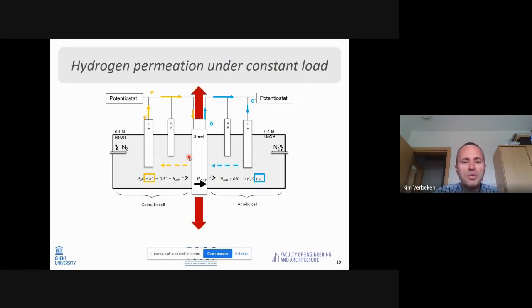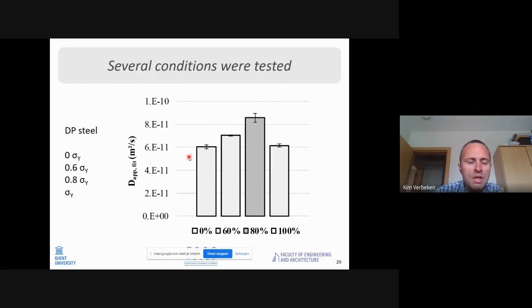Well, we actually put a constant load on our specimen. So we put it in a constant load setup, and then we try to understand what the effect is of the elastic or plastic load on the hydrogen diffusion coefficient. So here you see some of the results. These tests were done on a dual phase steel, the ferrite martensite steel I mentioned before in my talk. And here you see the diffusion coefficient as a function of the stress on your material.